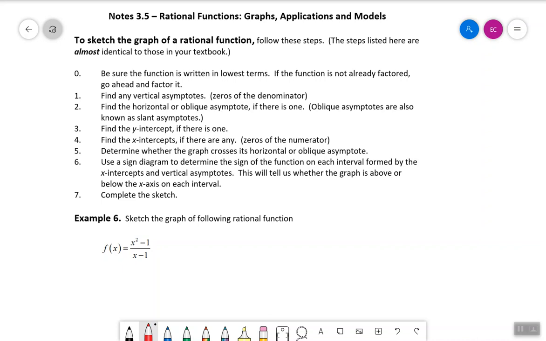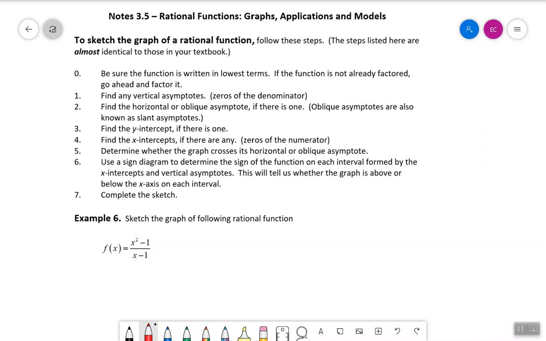I wanted to show you one more example in section 3.5. We're graphing rational functions, and it's a difficult problem. There are lots of different behaviors that a rational function can have, primarily around its asymptotes. So I just wanted to show you one more possibility here.